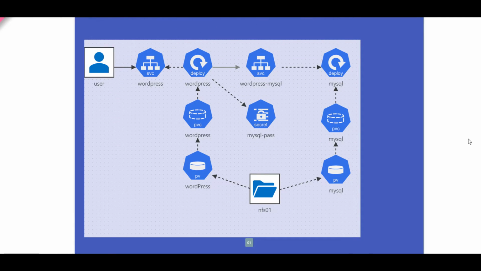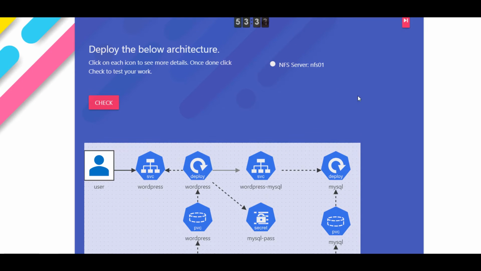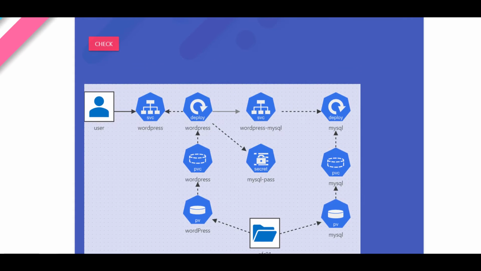And even the arrows have information. For example, the persistent volume should be using NFS share. If you click on the arrow, it shows you the NFS server information. So it's NFS 01, that's the NFS server. So I'm going to start with one. I'm going to create a persistent volume.